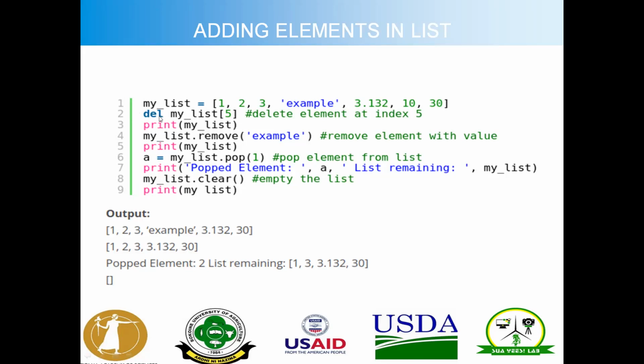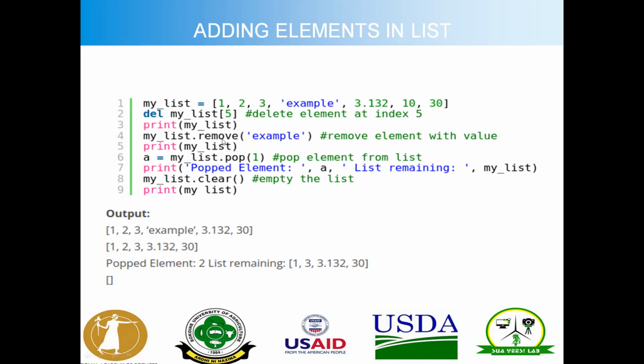You can use the del keyword to delete the elements at a certain index. So for example, this one, it deletes the element from the my list on the index 5. So by doing that, it means we are going to delete the item at index 5. This is index 0, 1, 2, 3, 4. I mean 0, 1, 2, 3, 4, 5. So this is index 5. So we're going to remove 10.